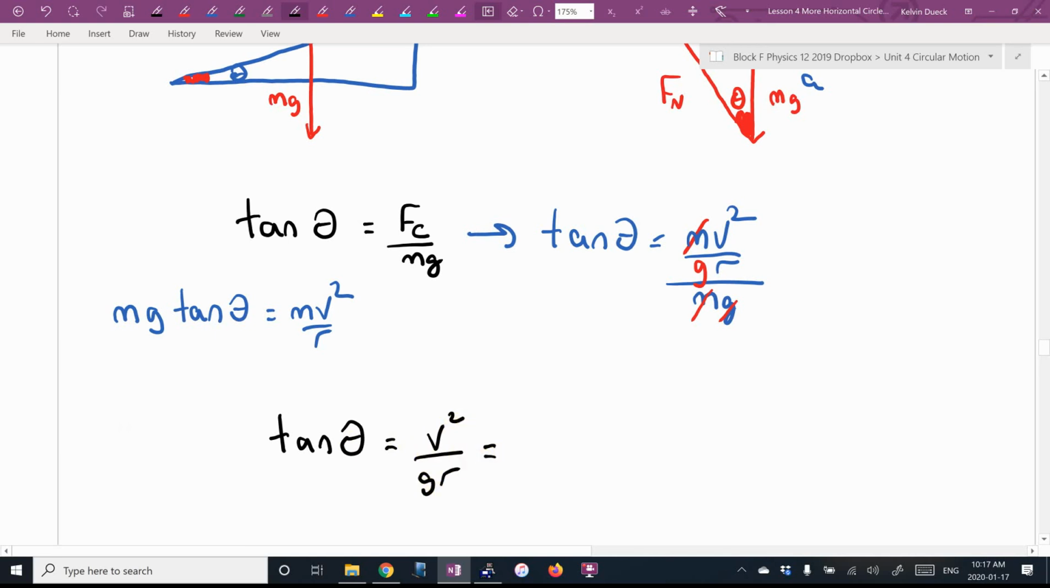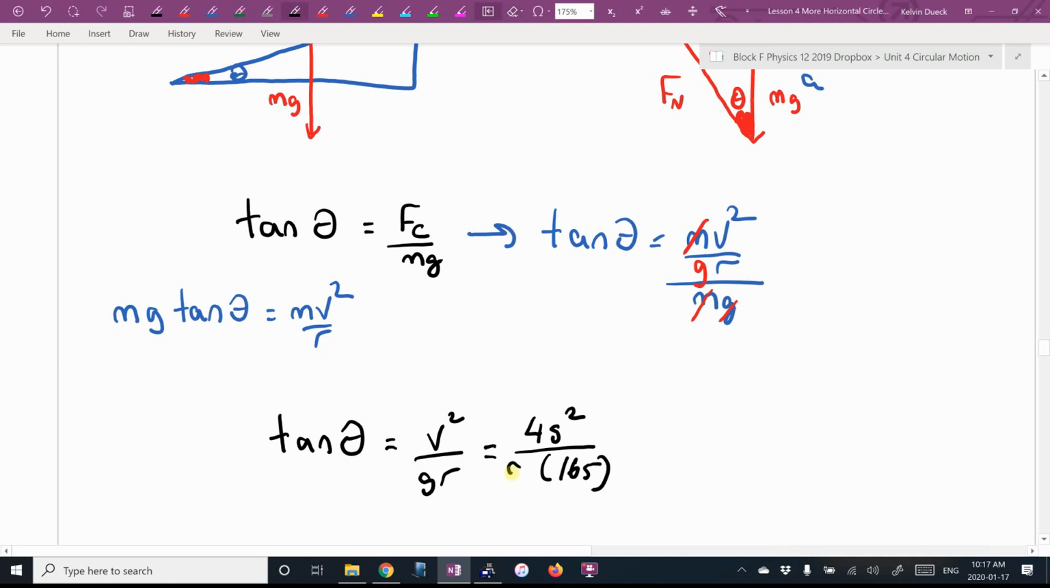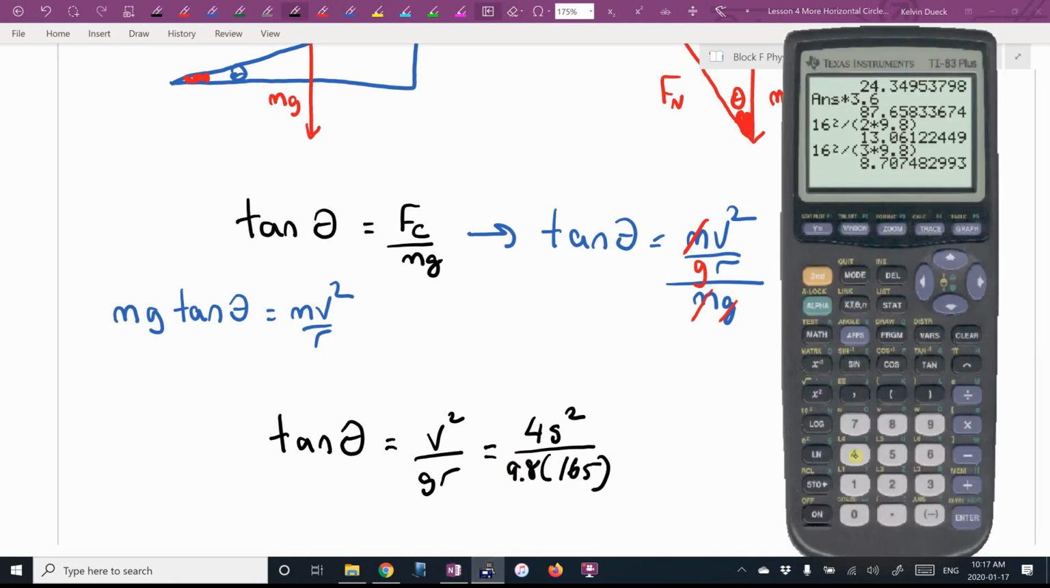What was v that we wanted this to go at? How fast? That's what we want cars to be able to go at, divided by g, and was r 165? So g is 9.8. If I go 45 squared divided by bracket 9.8 times 165, I get 1.252. What is that?